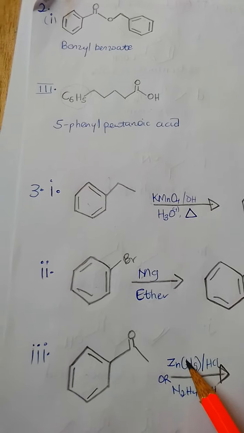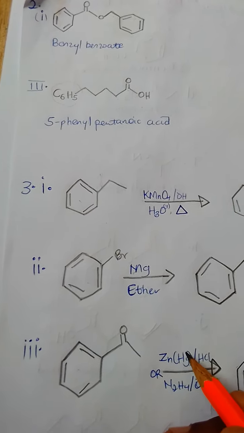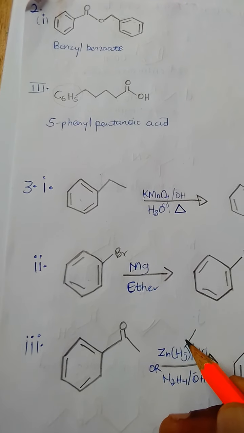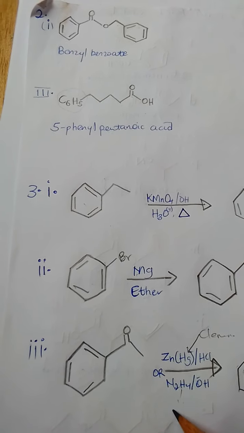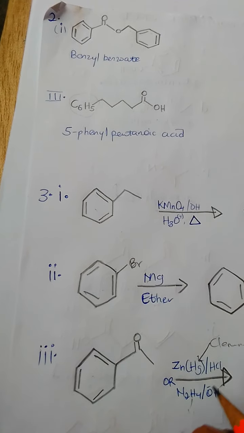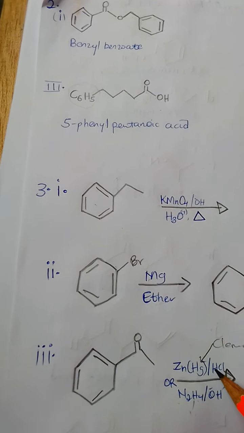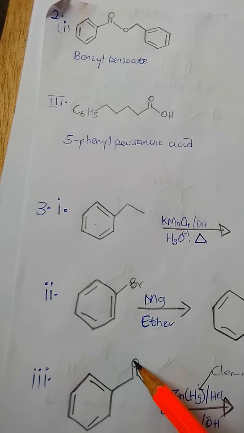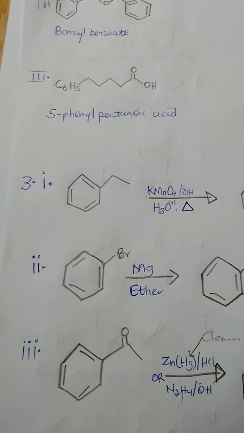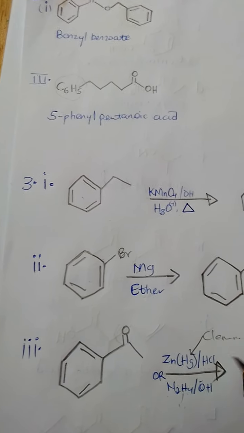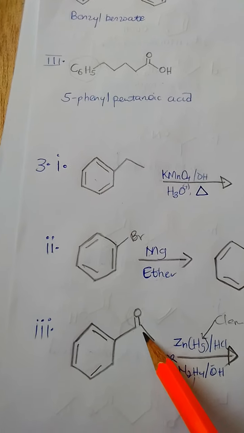We have zinc mercury in HCl and hydrazine in the base. This reagent is called a Clemmensen reagent. The top one is called Clemmensen reagent, and the down one is called Wolff-Kishner reagent. Now, either this or this, they work independently. You can use this to convert a carbonyl functionality to a straight chain, and you can also use this one to do the same thing. So either the Clemmensen reagent or the Wolff-Kishner reagent can convert the ketone group to a straight chain.